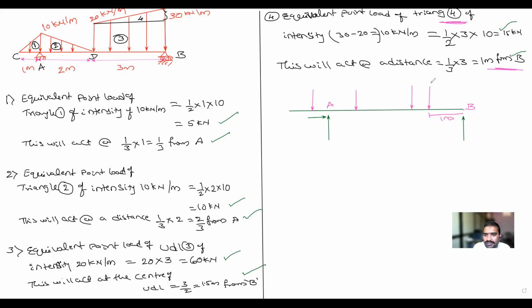Okay, what is its magnitude? That is 15 kilonewton. Okay, next, the third one's magnitude is how much? 60 kilonewton. How much is its distance? 1.5 meter from the B. From the B it is 1.5 meter, so how much is this? This is 0.5. Okay, yes, good. Okay, next come to A.